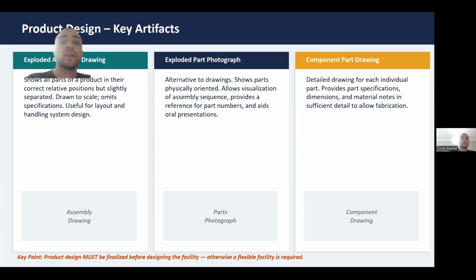Here's a key rule. The product design must be finalized before the facility is designed. If it isn't, the facility needs to be flexible, which significantly increases cost and reduces efficiency.